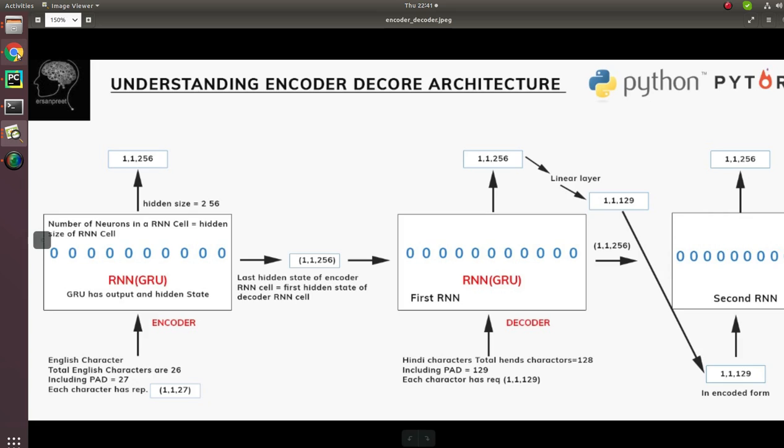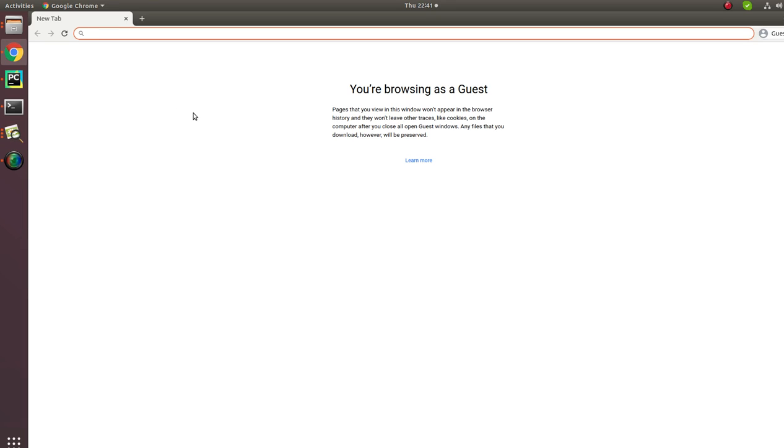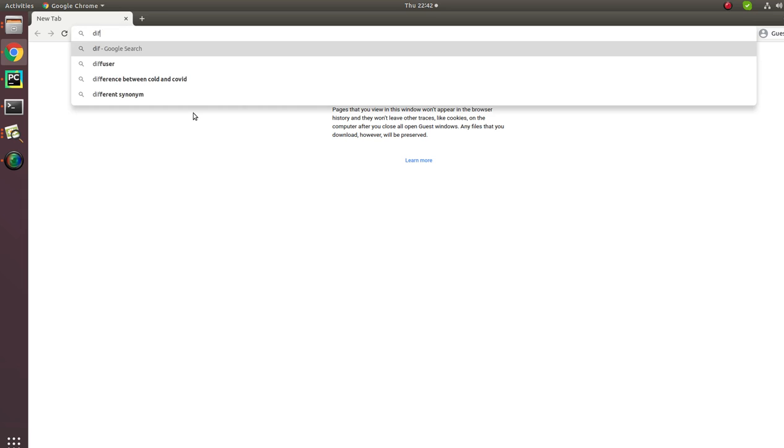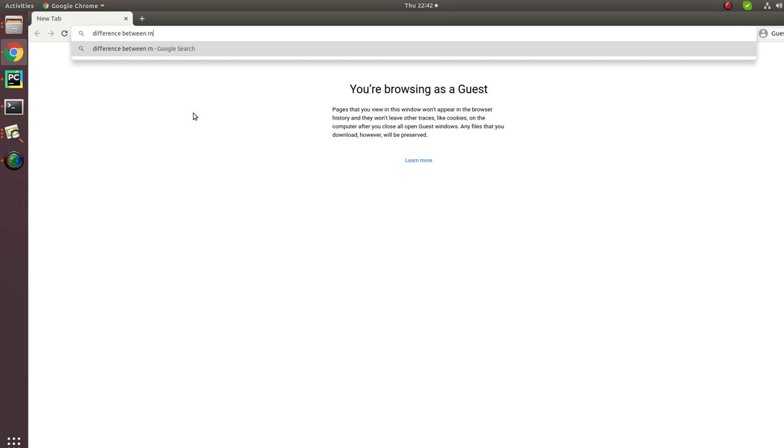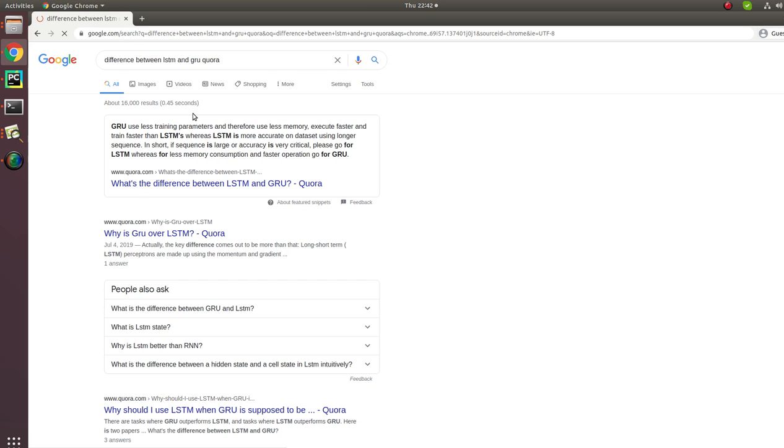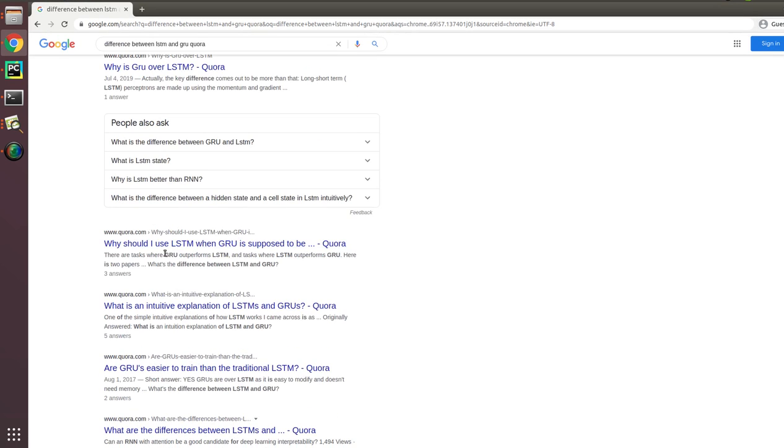To understand the difference, let me share one of the posts which I have written, and fortunately it is top ranking in Quora. The difference between LSTM and GRU. Let me see in the Quora. Does this come in the Quora or not?